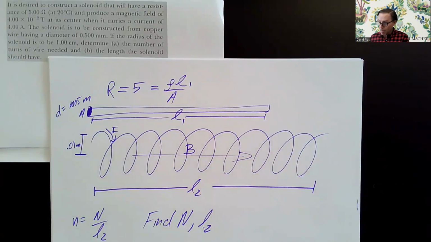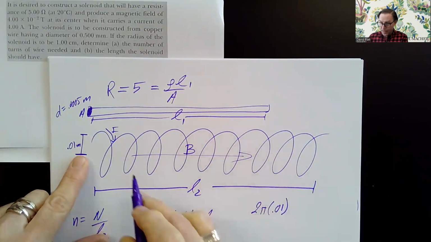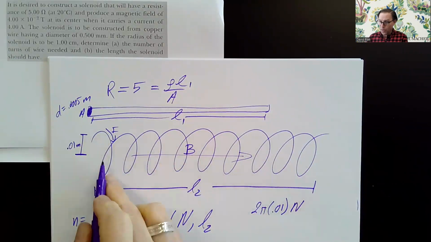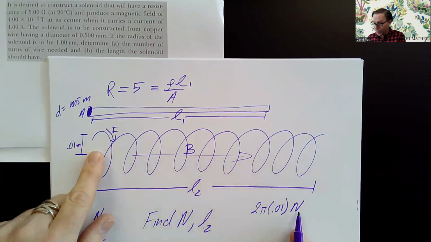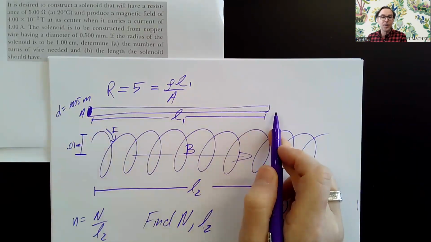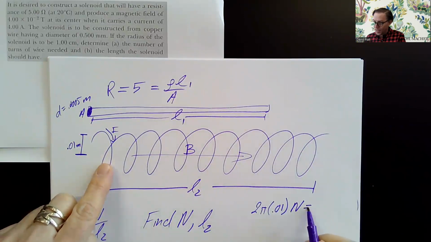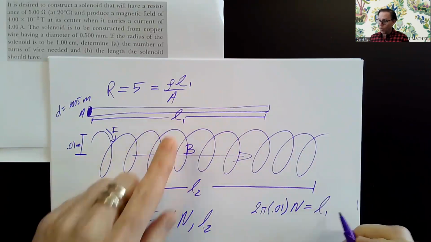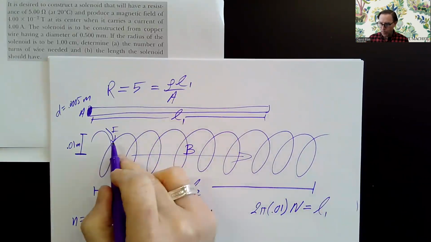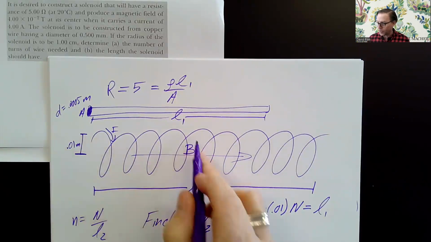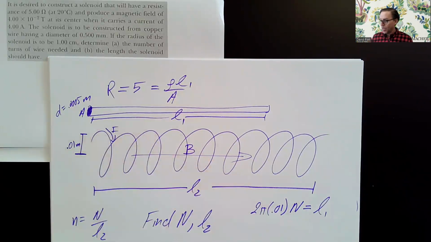So, 2 pi r, with r equal to 0.01. That's the circumference. And that times the number of turns, 1, 2, 3, 4, 5, 6, 7, 8, 9, gives me the total length of the wire. Oh, 2 pi r times the number of turns equals the full length of the wire, L1. Do you see that? Each loop has a circumference. And there's N of the loops, and the circumference plus the circumference plus the circumference, times the number there are, gives me this full length. So if I find N, I know L1, or if I find L1, then I know N.